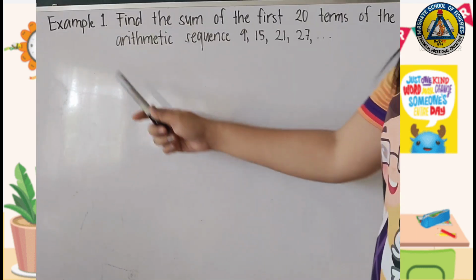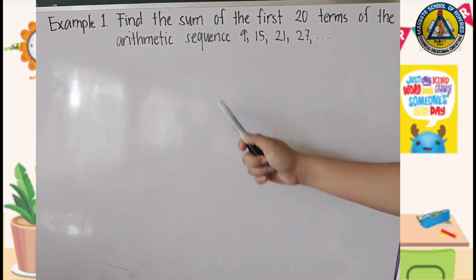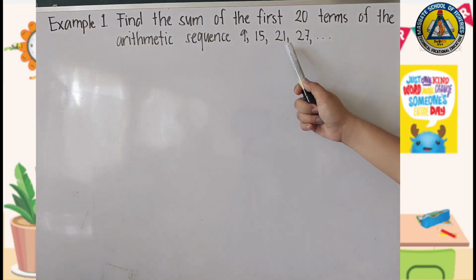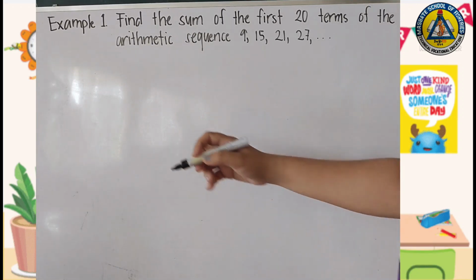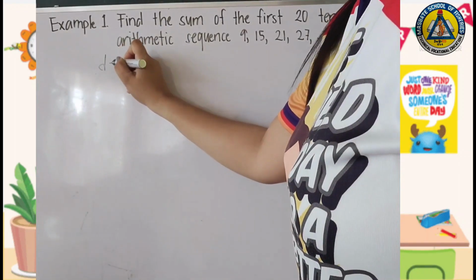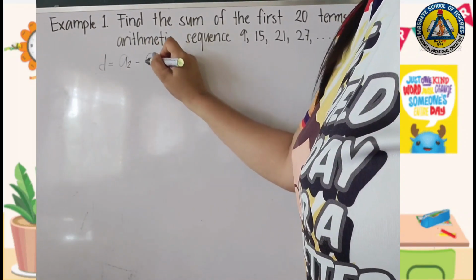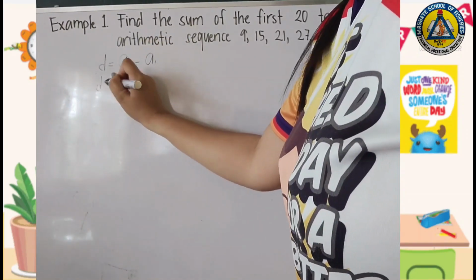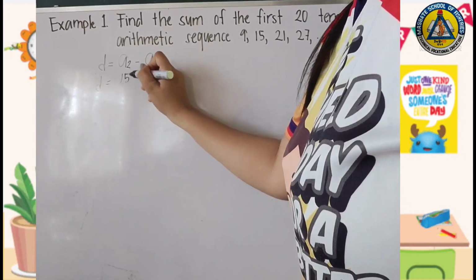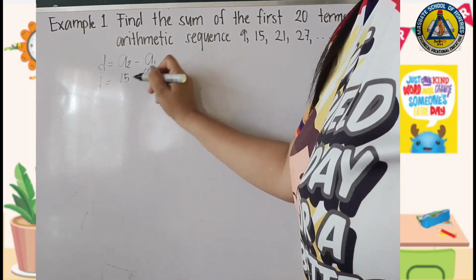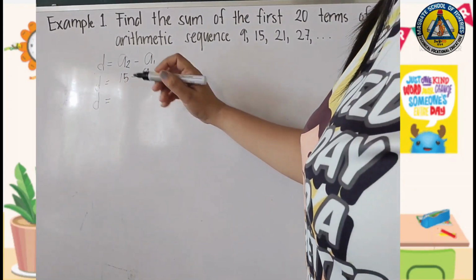Example number 1. Find the sum of the first 20 terms of the arithmetic sequence 9, 15, 21, 27. Let us solve first for the common difference. The common difference is given by a sub 2 minus a sub 1. What is a sub 2? 15 minus 9. The common difference is equal to 6.